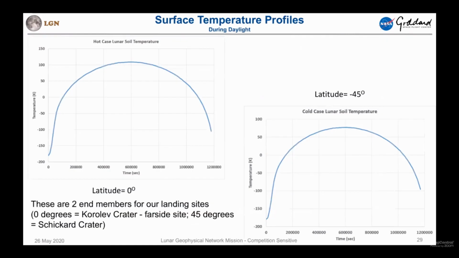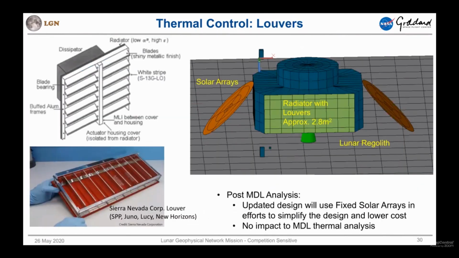If we look at the thermal, we've looked at 0 degrees and 45 degrees. These are end members for our sites that we have to understand the thermal. And we can come up with the louvers option for thermal control. This is showing an earlier design with the deployable solar arrays. We went with something more simple, the fixed arrays, so we have fewer moving parts.